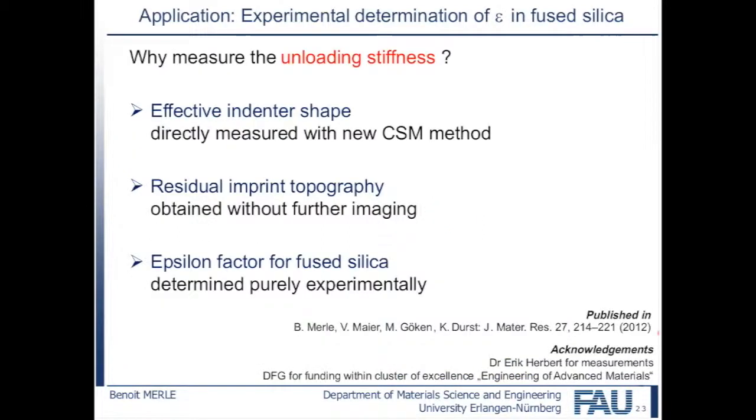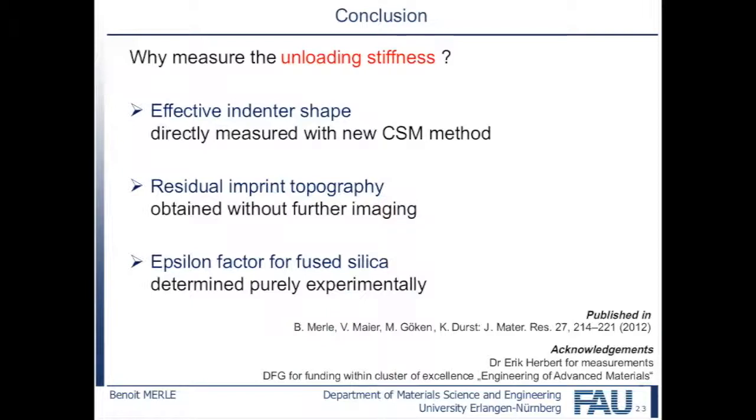So I would now like to conclude. I hope I could convince you of the interest of measuring the unloading stiffness. Not only does it provide us with a direct measurement of the effective indenter shape, but by comparing it to the stiffness recorded during loading, you should also be able to get a representation of the topography of the residual indent. And lastly, we used the new method, the measurement of the unloading stiffness, in order to justify the value used for epsilon in the Oliver-Pharr method in a purely experimental way.